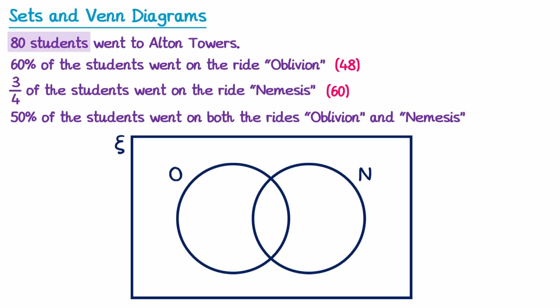In the final sentence, it says 50% of the students went on both rides. To find 50% of 80, you can just do 80 divided by 2, which is 40. So 40 students went on both rides. Now that we have these as frequencies, we can complete the question like we did in the previous two examples. Let's start with the students that went on both rides.